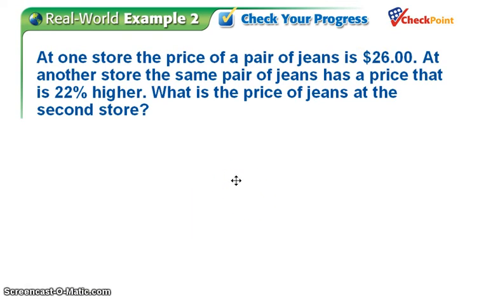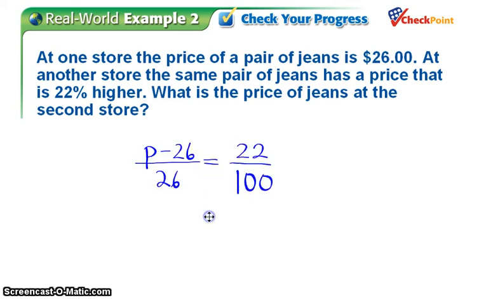Okay, at one store, the price of a pair of jeans is $26. At another store, the same pair of jeans has a price that is 22% higher. What is the price of the jeans at the second store? Okay, well, let's take a look. Let's see how you set your proportion up.